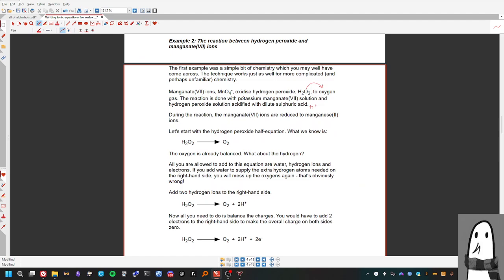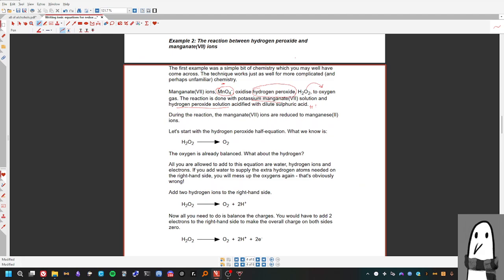The reaction is done with potassium manganate, so it's going to be potassium. So we said that manganate ions get reduced and hydrogen peroxide gets oxidized. Now you're not going to just have manganate ions and hydrogen peroxide just available. You're going to get this from hydrogen peroxide solution and potassium manganate solution.